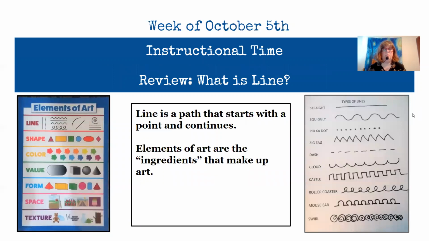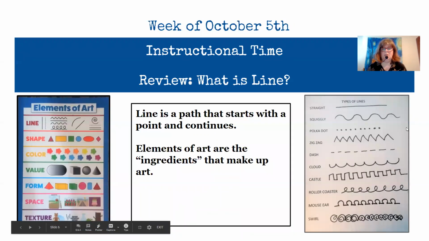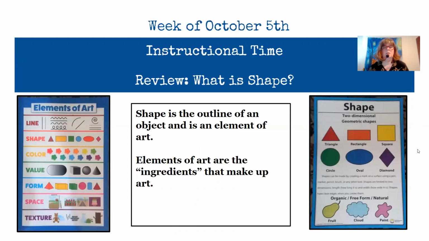Okay, quick review. Line is a path that starts with a point and continues. And remember, that's one of the elements of art. And we talked about different types of line, just like I've got here. A straight line, squiggly line, zigzag, dash. Shape is the outline of an object, and it is also an element of art. And remember, elements of art are the ingredients that make up art.